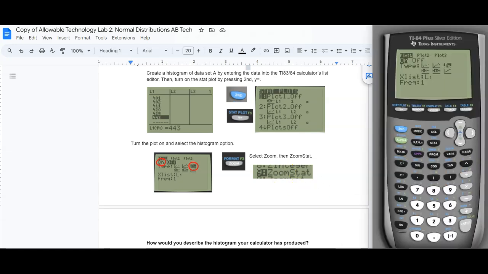Mine's zoom 9. You just want to hit zoom, and then find, second quit, zoom, and then scroll down until you see zoom stat. All right, mine is 9, so I just click zoom 9, but you can actually scroll down to it and hit enter if you want. So there's my histogram. It's plotted a histogram for me.